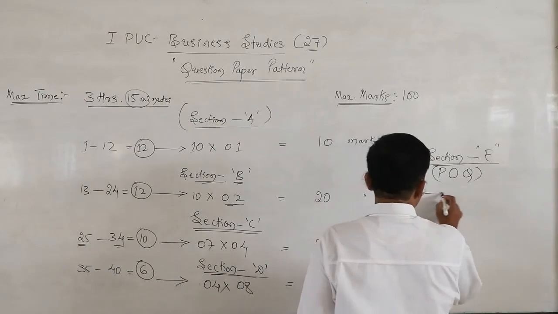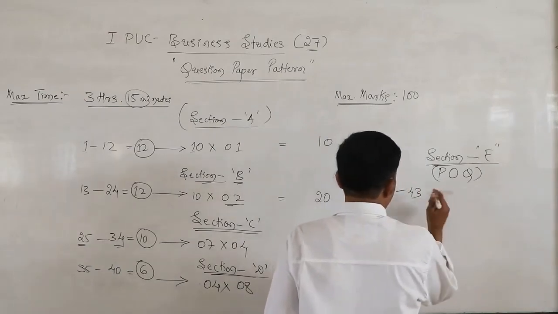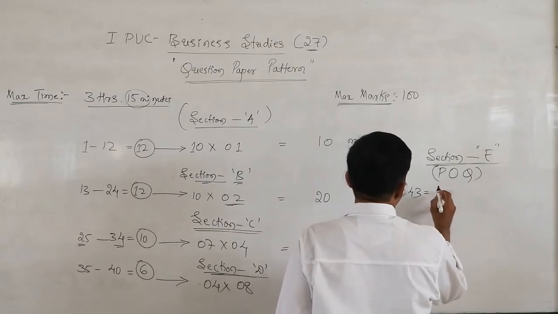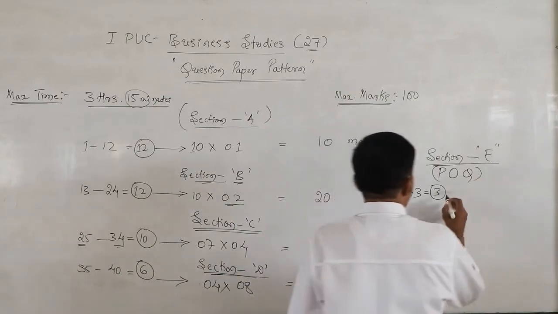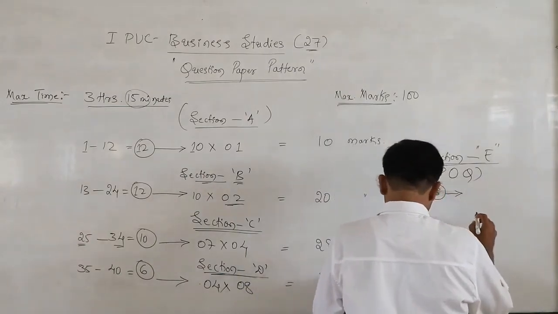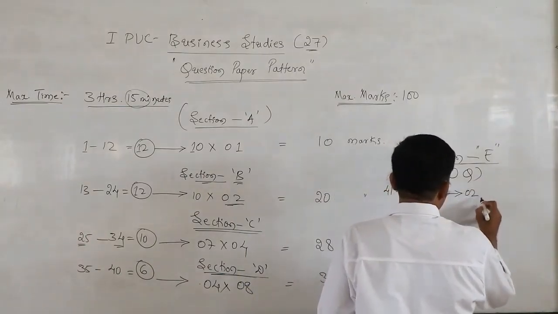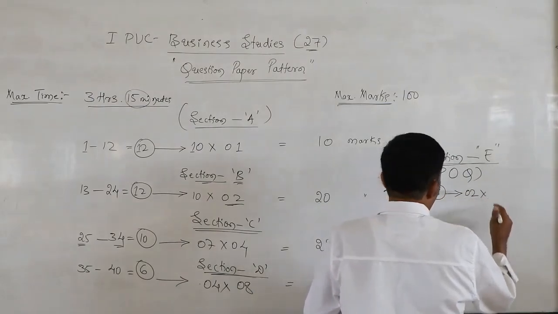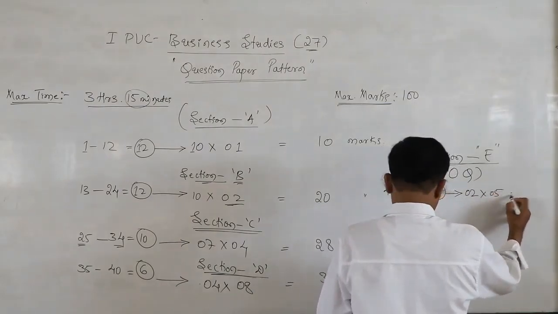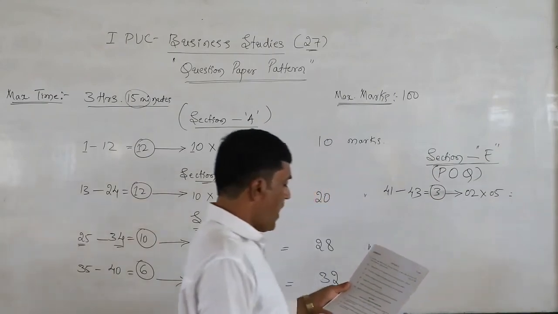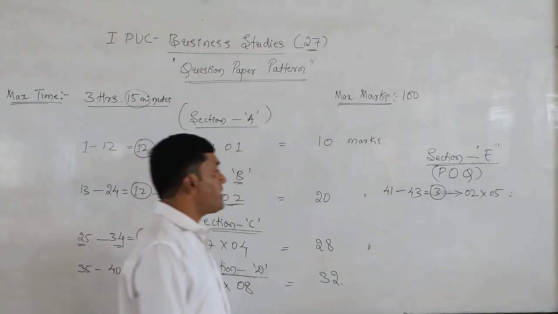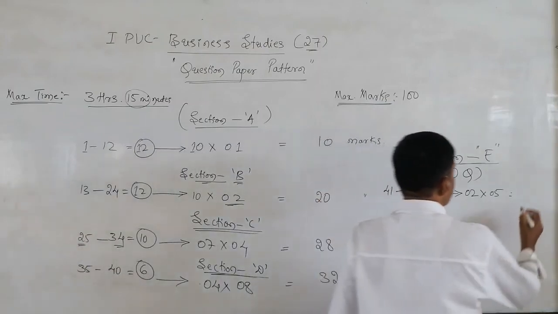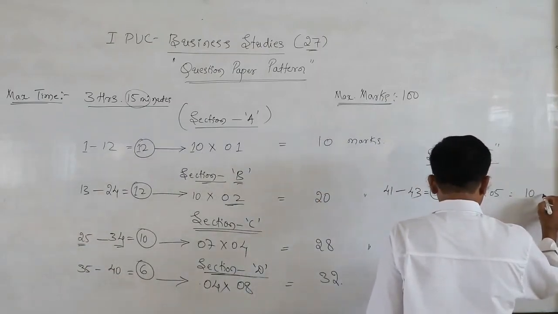The total number of questions is 3: 41, 42, 43. Out of which we have to answer any 2. Each question carries 5 marks. Answer any two of the following questions. So the total marks for this section is 10 marks.